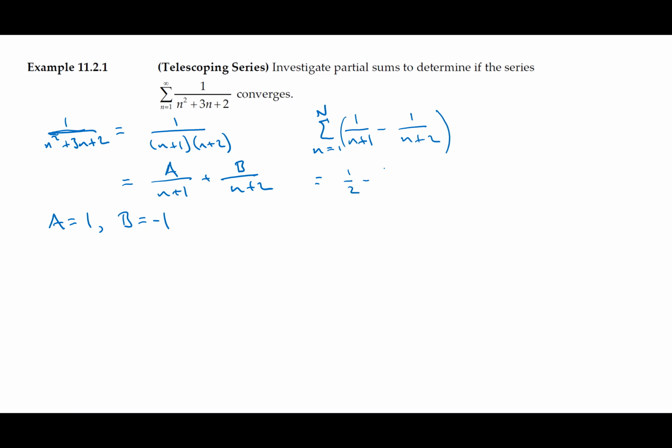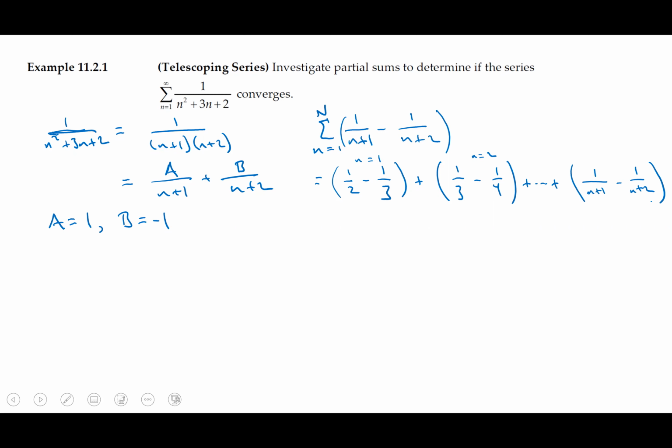1/2 minus 1/3, that's the n equals 1 term. Plus, when n equals 2, we'll have 1/3 minus 1/4. That's n equals 2, plus all the way up to 1 over N plus 1 minus 1 over N plus 2. Maybe I should have written more of these, but this should be capital N.